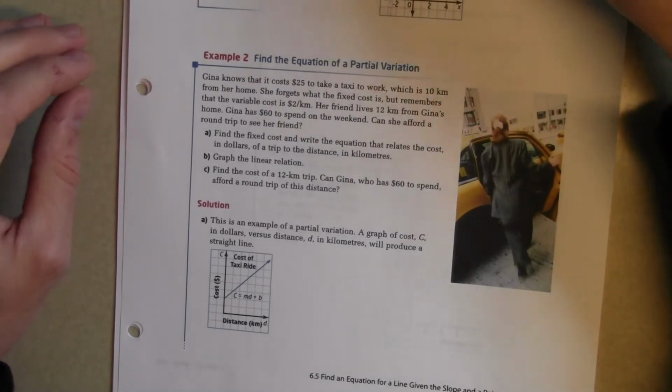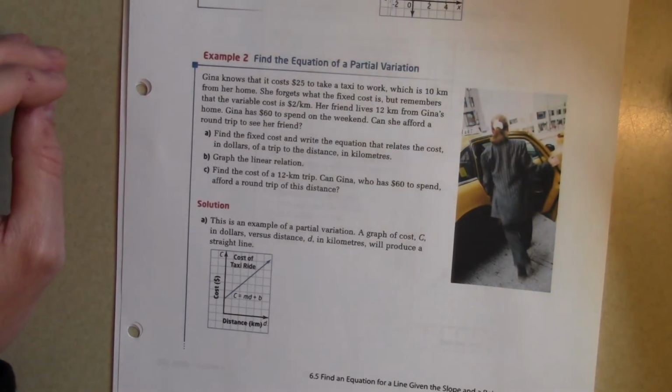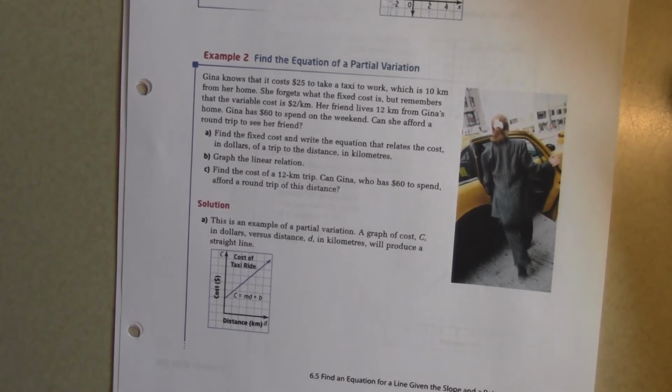Example 2. Gina knows that it costs $25 to take a taxi to work, which is 10 kilometers from her home. She forgets what the fixed cost is, but remembers that the variable cost is $2 per kilometer. Her friend lives 12 kilometers from Gina's home. Gina has $60 to spend on the weekend. Can she afford a round trip to see her friend?